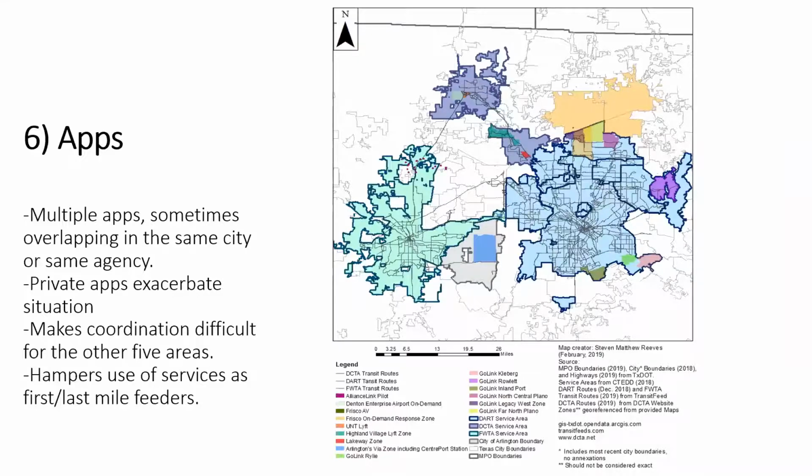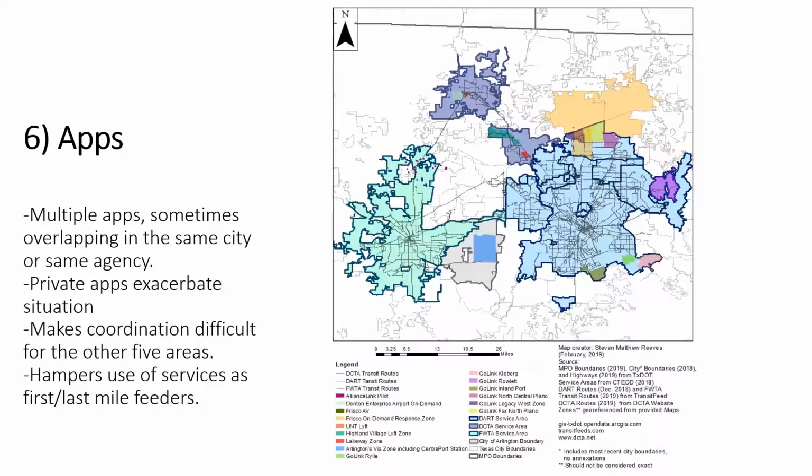App-based services also have an additional factor that we need to think about: coordination of the apps themselves. In some cases, like in Denton, we found 5 different apps present at the same time in the same city for different services. It would definitely help to have a single app that could provide services across a region.